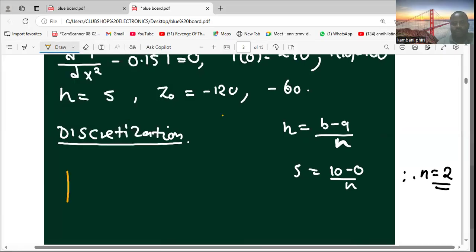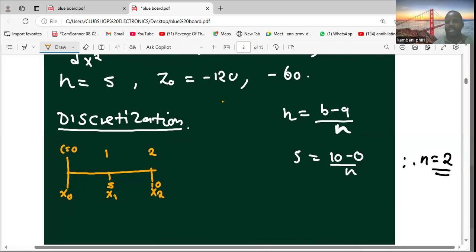We are going to have x naught, x1, and x2. So x1 is 5, and x2 must be 10. That is the boundary. i is equal to 0, 1, 2. For this shooting method, when calculating, we take i to be 0, 1. We cannot get 2 because it's going to overlap when we use Euler's formula. So we only get 0 and 1.